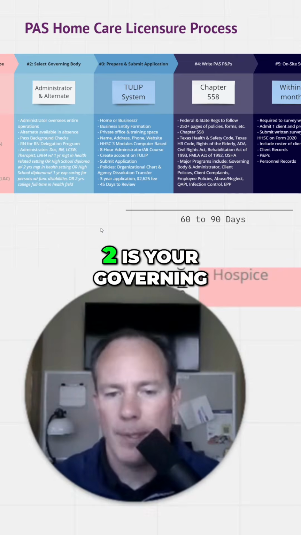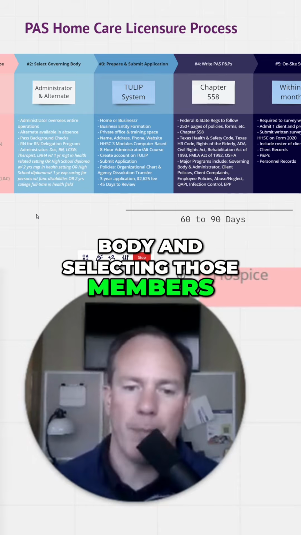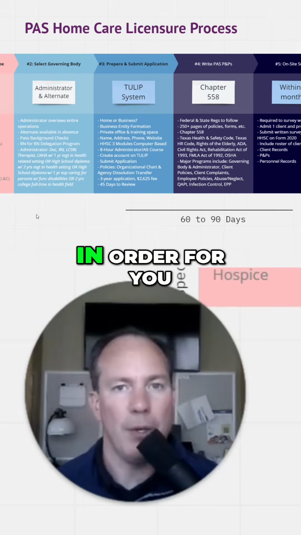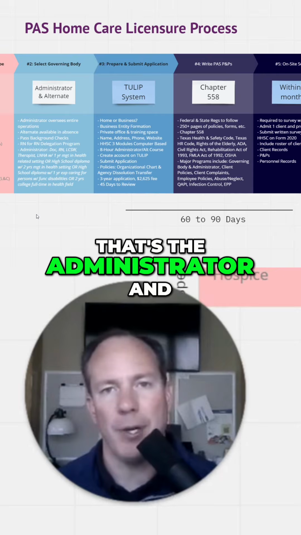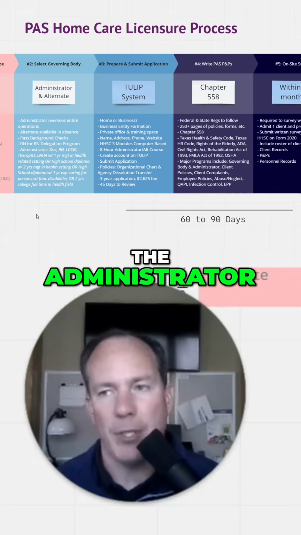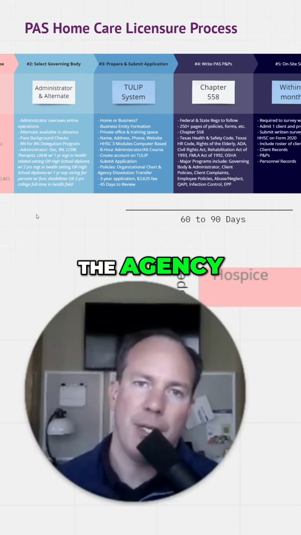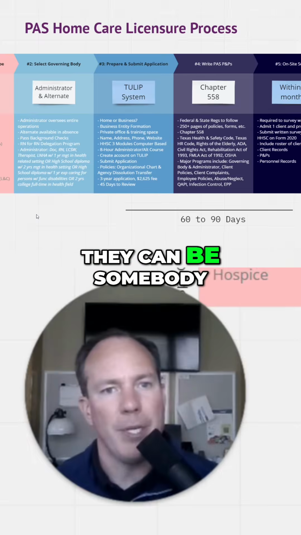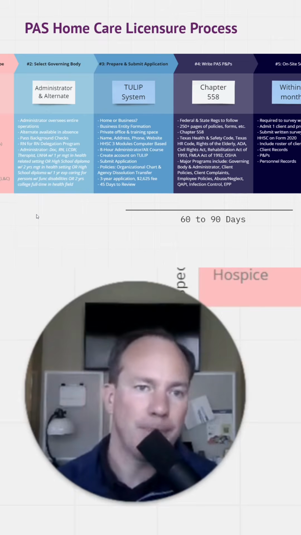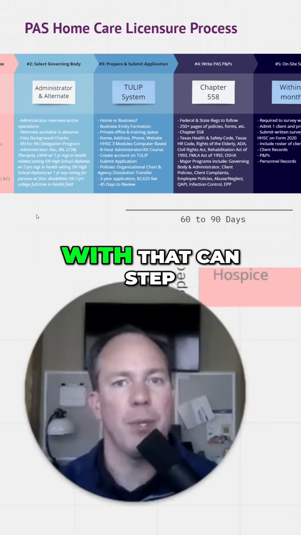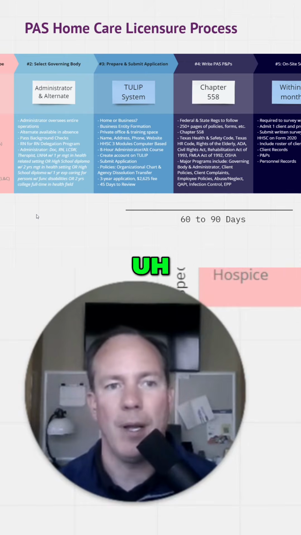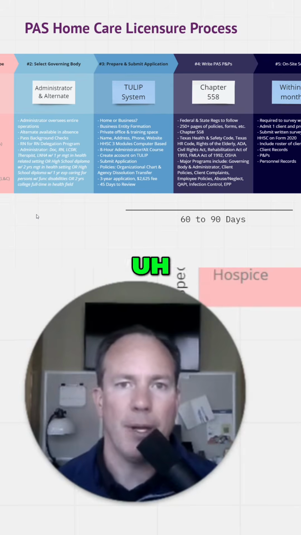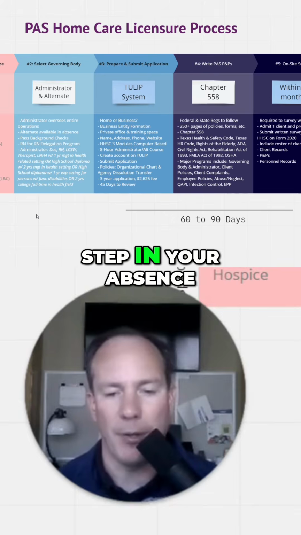Moving over to number 2 is your governing body and selecting those members. For a PAS agency, there are just 2 people required in order for you to submit your application. That's the administrator and the alternate administrator. The administrator, of course, oversees all operations for the agency, and your alternate administrator is an individual who can step in in your absence. They can be somebody that's just on paper, meaning they could be working for another agency that you're friends with. They don't have to be required to work day to day in the operations, but somebody who knows the operations enough to be able to step in when you're gone.